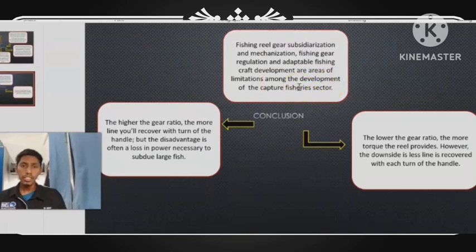Next is the conclusion. Fishing reel gear mechanism and regulation adapt fishing craft development, and there are areas of limitation in the development to capture the fishing sector. There are two factors that affect the development and the limitation. The higher the gear ratio, the more line you recover with each turn of the handle, but the disadvantage is often a loss in power necessary to subdue large fish. Second, the lower the gear ratio, the more torque the reel produces. However, the downside is less line is recovered with each turn of the handle.